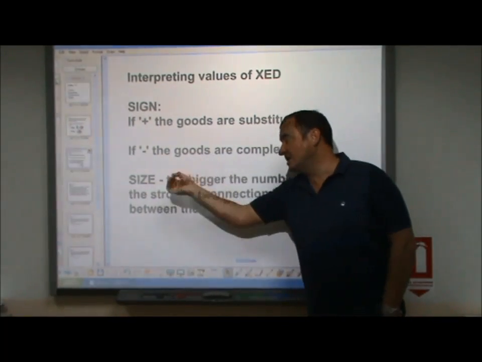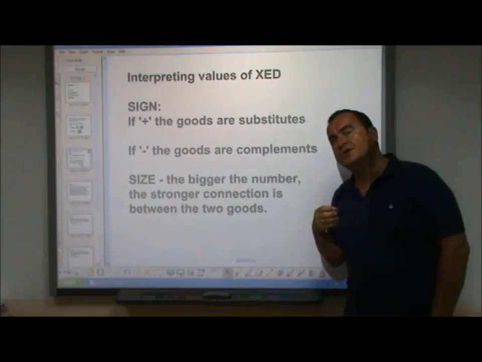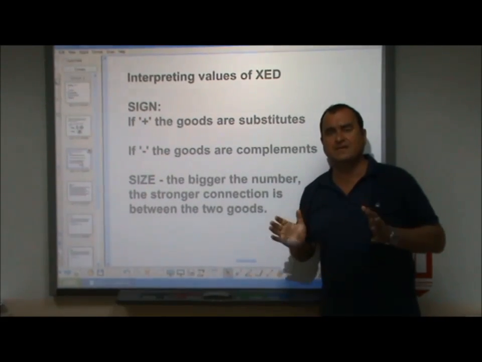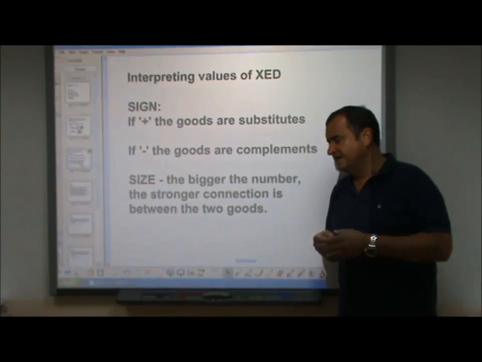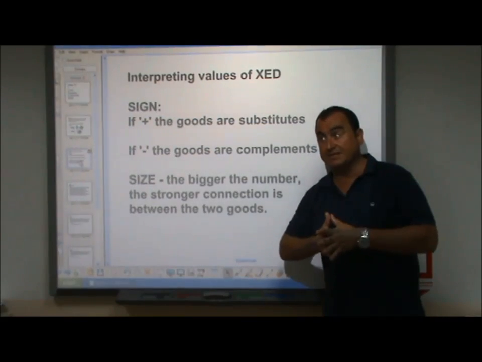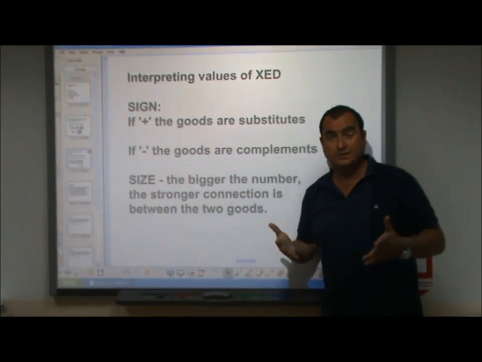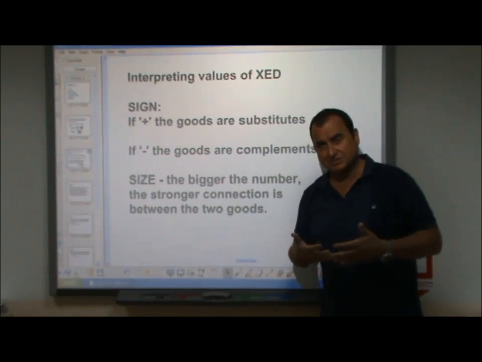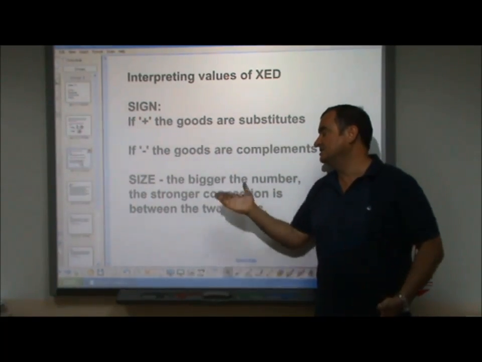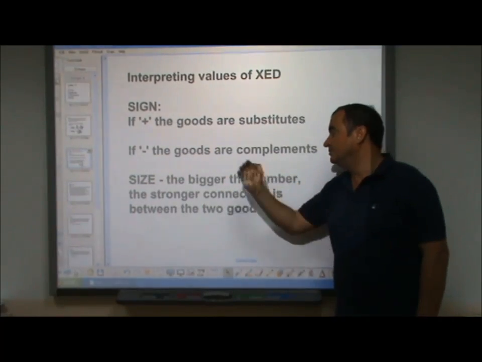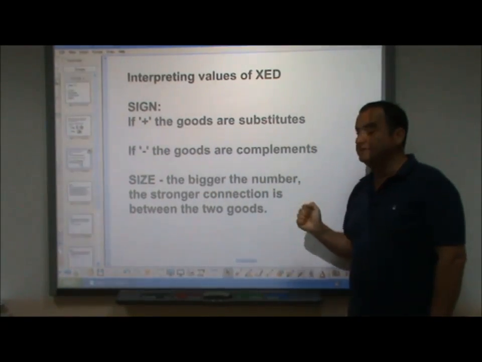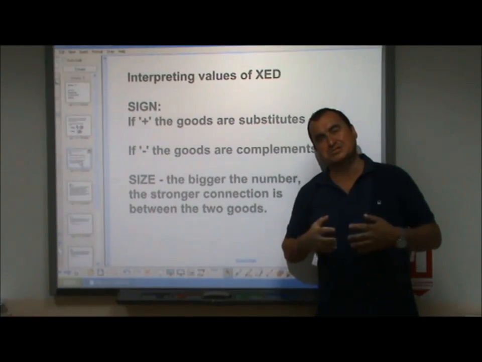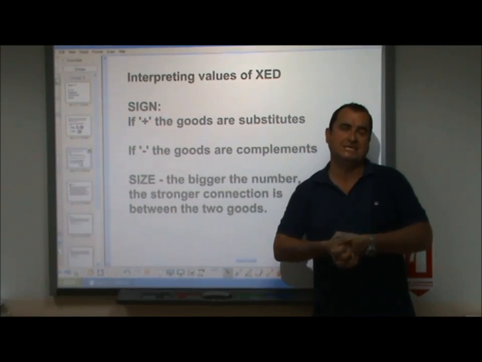Secondly, we look at the size of the number. Now, when looking at the size of the number, irrespective of whether it's positive or negative, we aren't that concerned about is it bigger or smaller than 1, which is the case with other elasticity calculations. Here, all we say is that the bigger the number is, the stronger is the connection between the two goods. And the smaller the number is, the weaker is the connection.